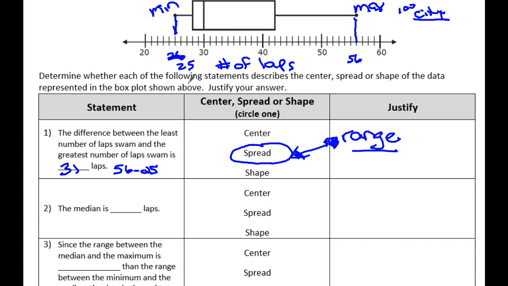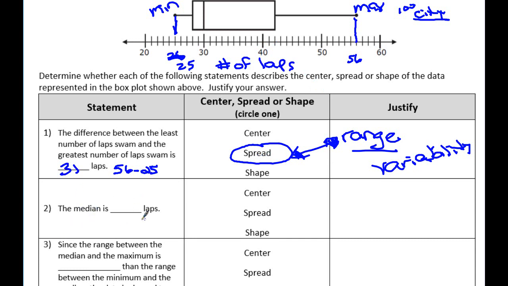So what do you think? Is there a lot of variability? Because range also describes the variability, right? Is there a lot of variability in the number of laps swam? Meaning, are we living out in the country or are we living in the city? I would say that there's a lot of variability, because swimming 25 laps and 56 laps, that's a big difference in the number of laps to swim, right? So I would say for this topic, the number of laps swam, it would be a large variability. But we're talking about the spread.